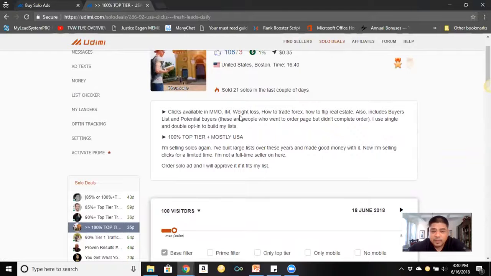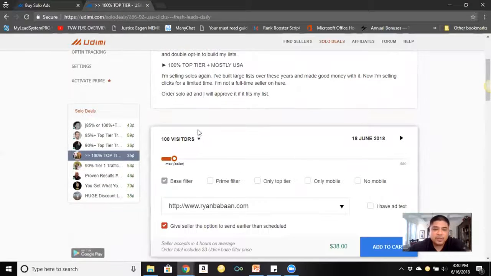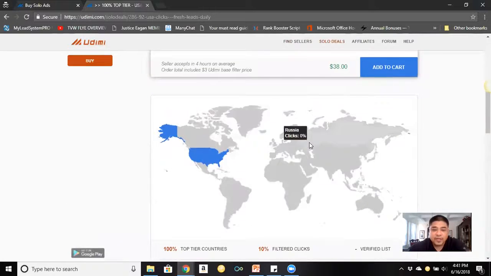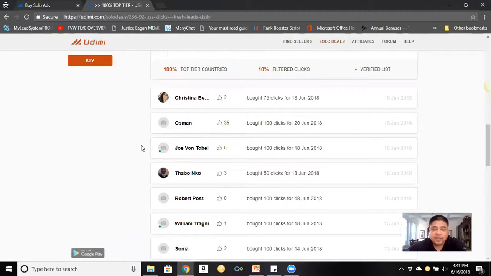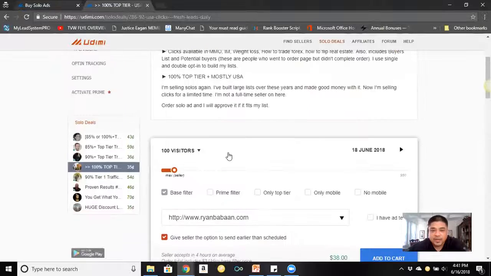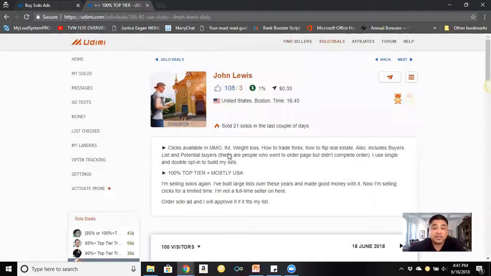Clicks available in remote weight loss. These people tell you exactly what they use or what their list is responsive to, right? So you want to choose the right vendor, because if you choose somebody that's in the wrong niche and doesn't offer a list responsive to your site, your audience or your customers, you know what? You're just going to be wasting money, and we don't want you to do that. That's why I'm teaching you this, so you don't waste your money.